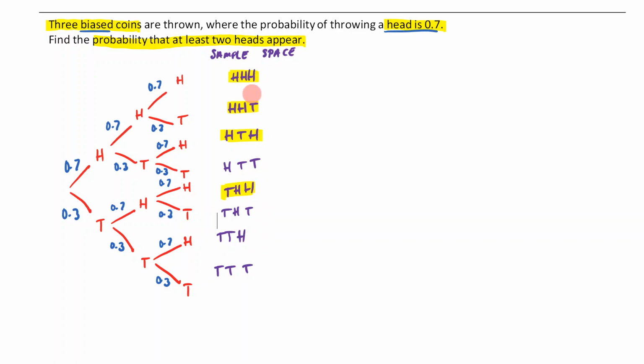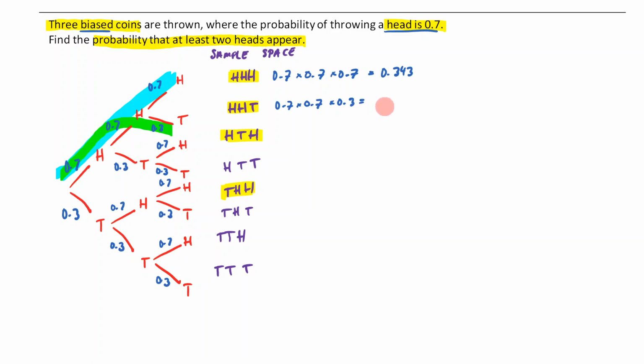Now, how can I find the probability of, say, head, head, head? What you do here is you multiply across the branches. So to get head, head, head, you're going to multiply 0.7 times 0.7 times 0.7, and when you do that, you end up with 0.343. So too, when we come to the next one, head, head, tail, that's going to be 0.7 times 0.7 times 0.3. When I multiply those together, I get 0.147. And then we keep on going.